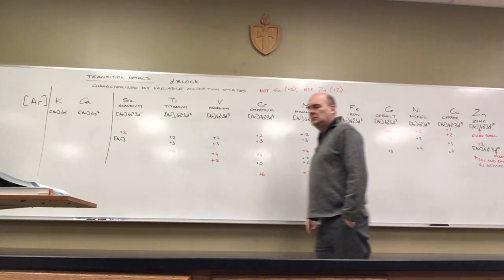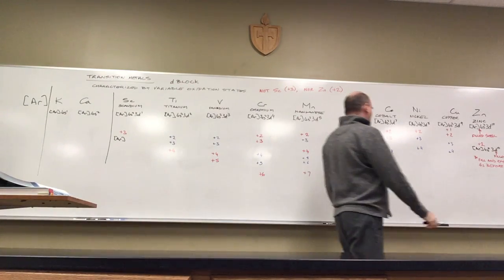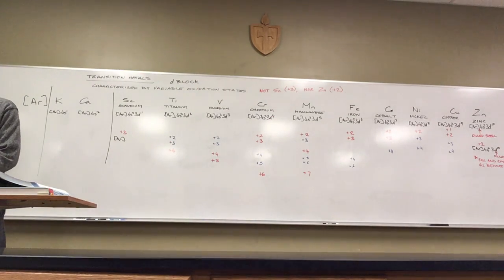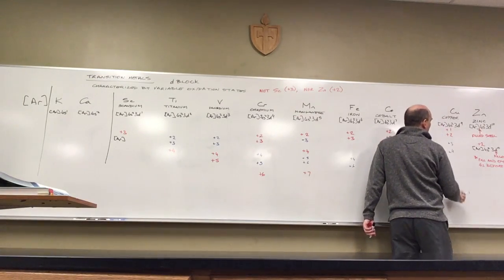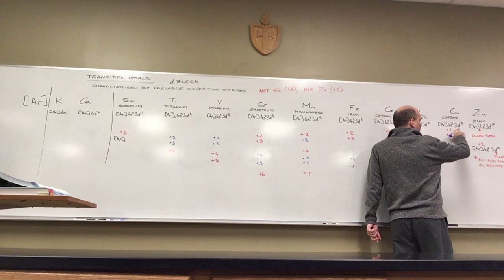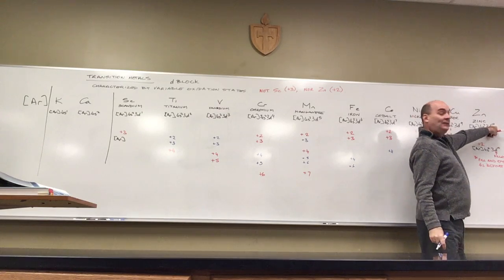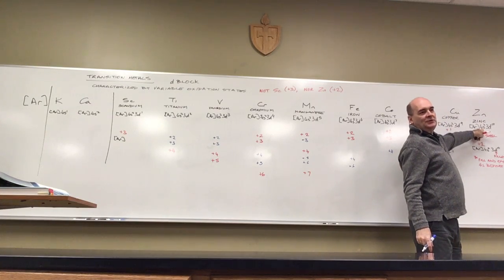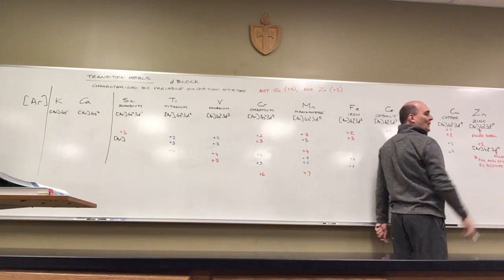Copper does something wrong. Copper's doing this wrong. Here's why it's doing it wrong. See that 4s2 3d9? That is one electron away from being a full shell. When this is a filled shell, then it's clear that I'm just going to lose those 2 electrons and make the 2+. That's the only thing on the table. That's one electron away from being a filled shell.